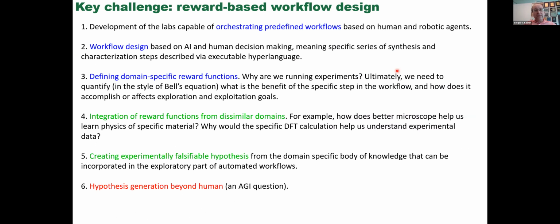So what are the key challenges? So the key challenge is that we need to agree on the language that is required.